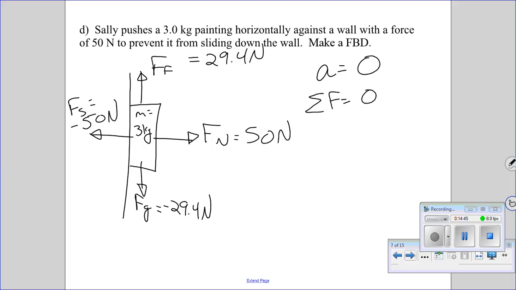Notice, friction is opposing the attempted motion, right? If friction didn't do anything, it would slide down the wall, and friction is working against that by pushing up. All right? I'm going to put a little S here next to my force of friction.